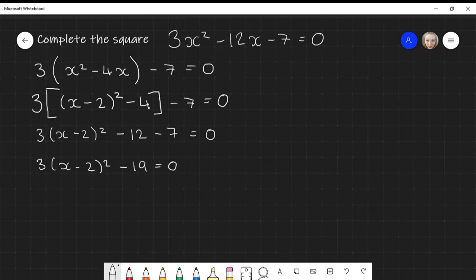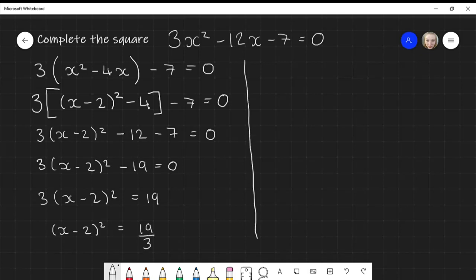Bring the unit term to the right hand side. Divide both sides by 3. I'm going to move to the right hand side of the screen. Square root both sides. And remember, we still need that plus or minus there. And we just take the 2 from the left hand side to the right hand side. So we have x on its own on the left.